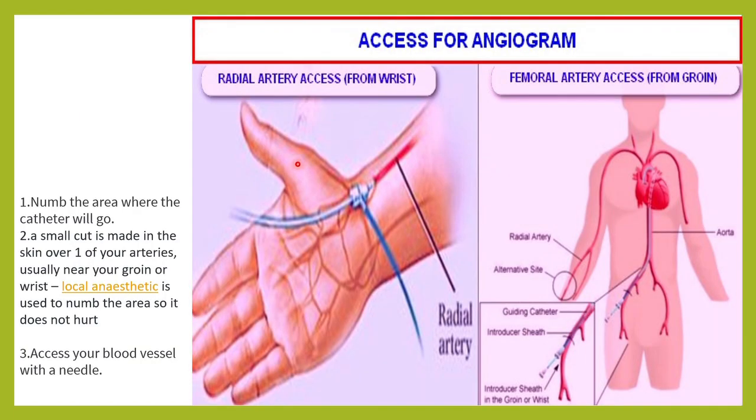So this area is numbed, I have told you where this catheter goes. This is the radial artery from the wrist, and this is the femoral artery from the groin. This is the guiding catheter, this is the introducer sheath. This introducer sheath we can place in the groin or in the wrist. Here the area is numbed from where the catheter will go.